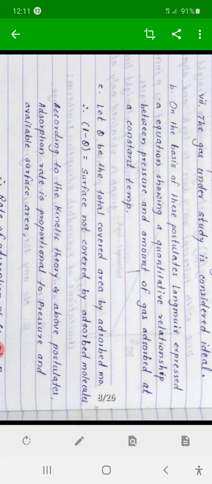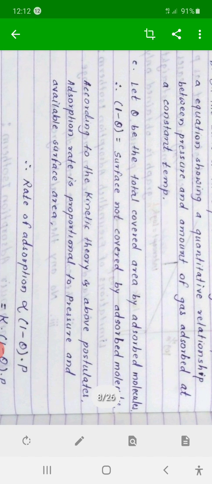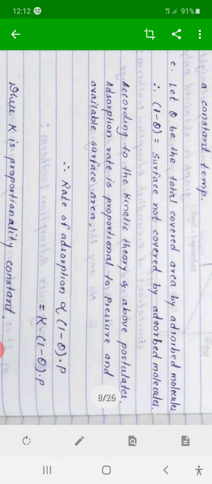On the basis of these postulates, Langmuir expressed an equation showing the quantitative relationship between pressure and amount of gas adsorbed at constant temperature. Let Q be the total area covered by adsorbed molecules, and 1 minus Q is the uncovered surface, which is not covered by molecules.